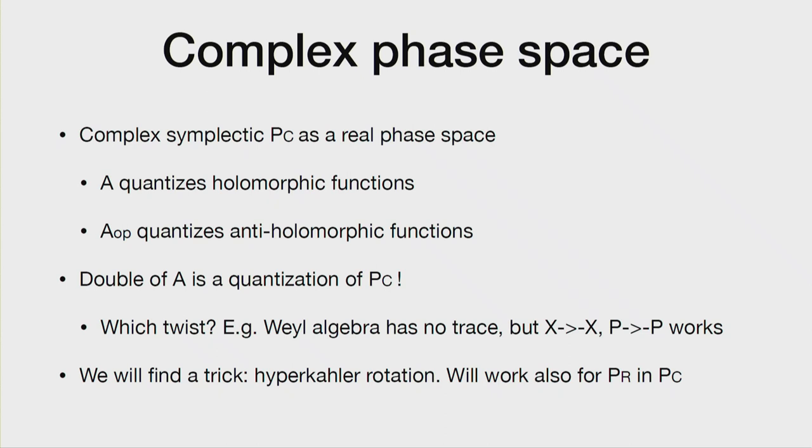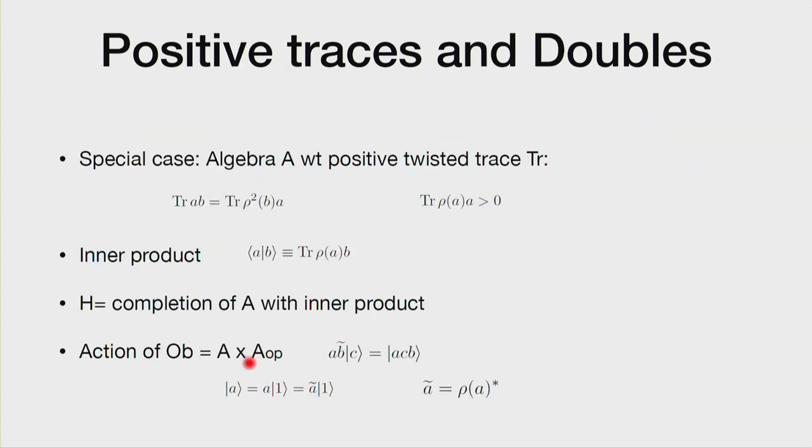So that means that when you quantize this phase space, you might try to get some observables which represent the quantization of holomorphic functions, presumably acting as normal operators. And then the Hermitian conjugates will give you a quantization of antiholomorphic functions. So whenever you have a situation like this, where you have two copies of the algebra, one opposite to the other, you can think about it as a situation where these are holomorphic functions and these are antiholomorphic functions in some complex phase space. So this algebraic problem of having an algebra with a positive trace gives me quantizations of a complex phase space with these sorts of properties.